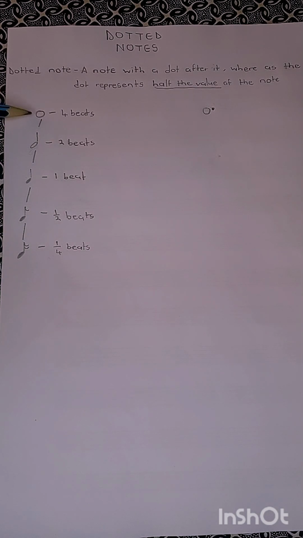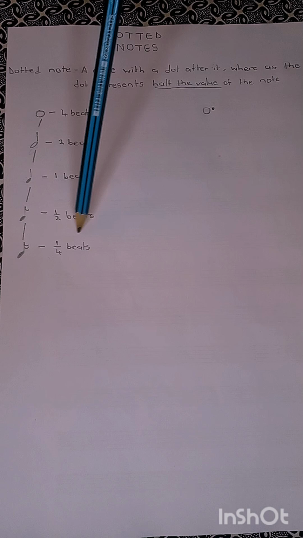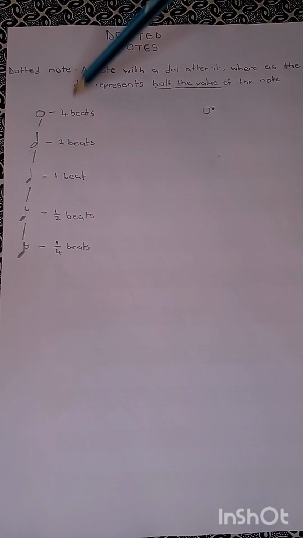So for instance, let's start with these two notes, the semi-brief and the minim. I said to you guys that half of a semi-brief is a minim, right? Now here they are talking about value. And when we talk about value, we talk about these beats I've written here: 4 beats, 2 beats, 1 beat, half beat, quarter beat, right? These represent the value of each of these notes.